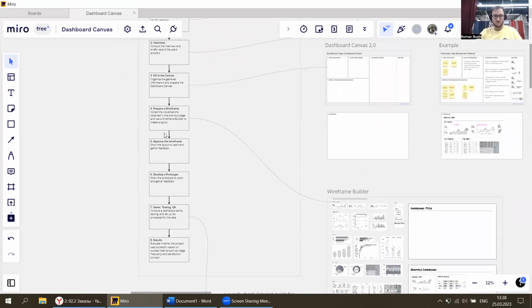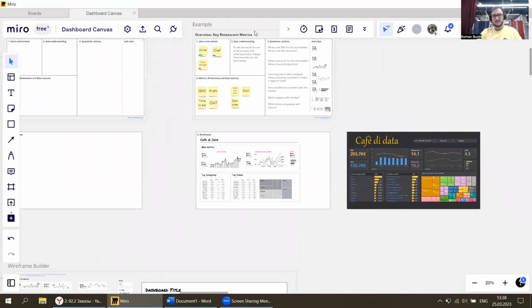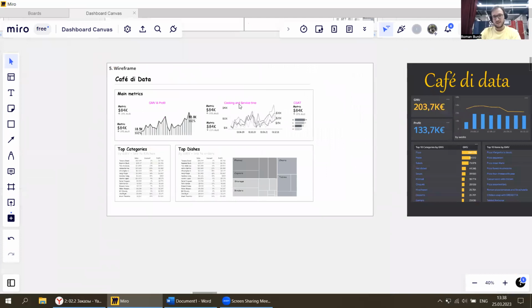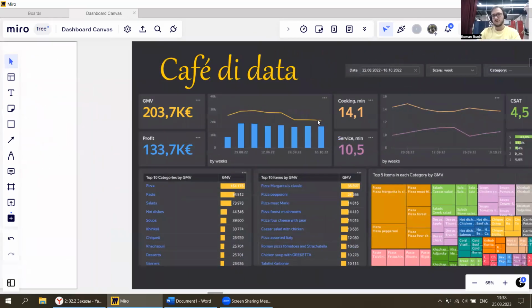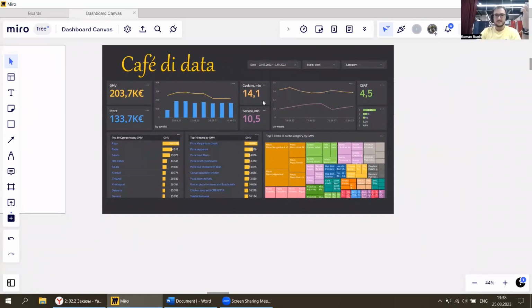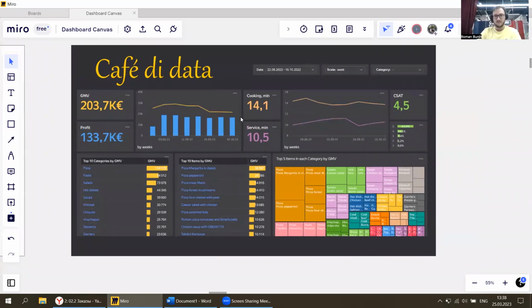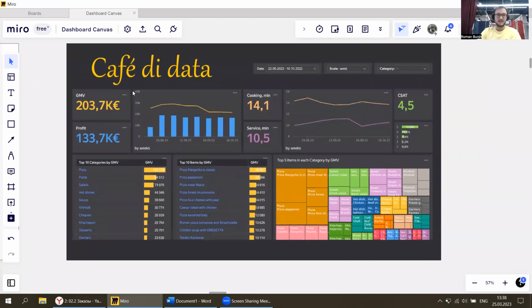We briefly looked through that, and for example, in this case, it was in the process of interview, creating a dashboard canvas, creating a wireframe, and after it was creating a really nice dashboard in Data Lens. It was about cafe data, I called it so. So we can understand how it was created. So do you have any questions on a dashboard canvas and algorithm itself?